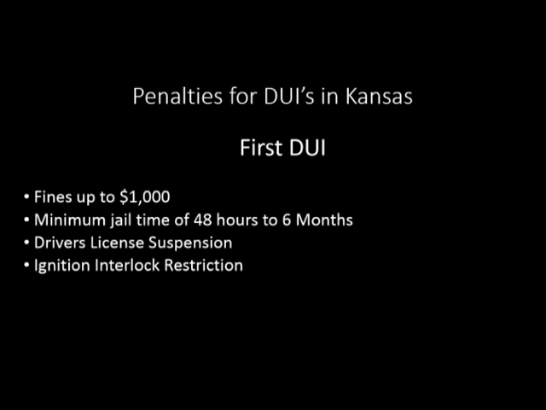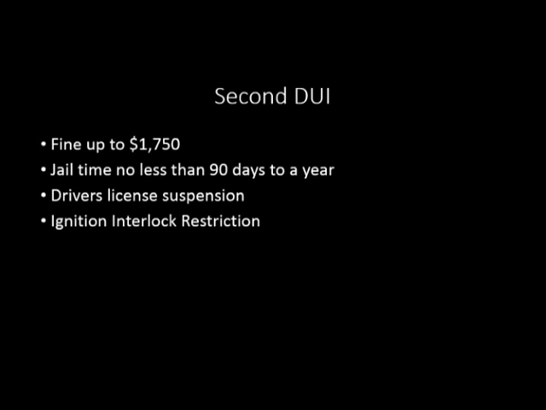For the first-time offense, the amount of jail time is typically 48 hours but can be up to 6 months, with a fine between $750 to $1,000 and up to 30 days driver's license suspension. With a person's second offense, jail time is no less than 90 days and up to 1 year imprisonment, with fines of $1,250 to $1,750 and a 1 year driver's license suspension.